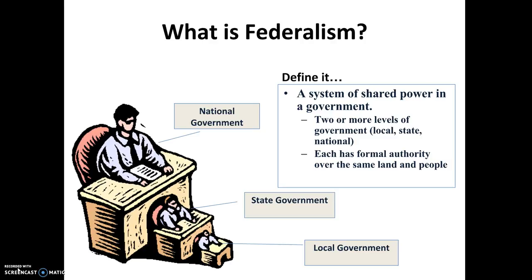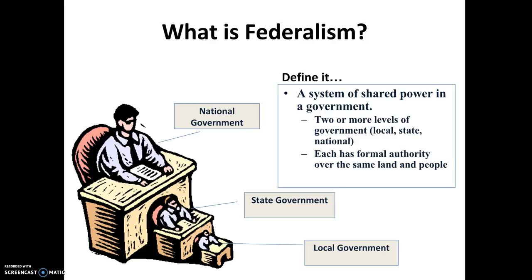We have branches of government, and we also have levels of government. A branch of government would be something like the legislative branch, the executive branch, or the judicial branch, and levels of government would be national government, state government, and local government. In federalism, these levels of government share power and share authority over the same land and the same people. This is the system that we use in the United States.